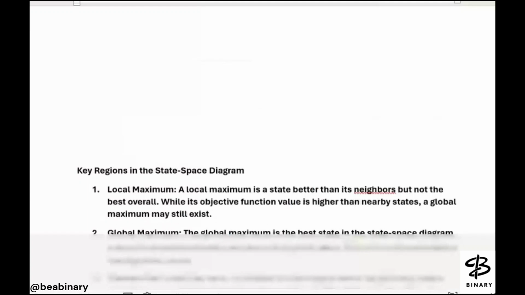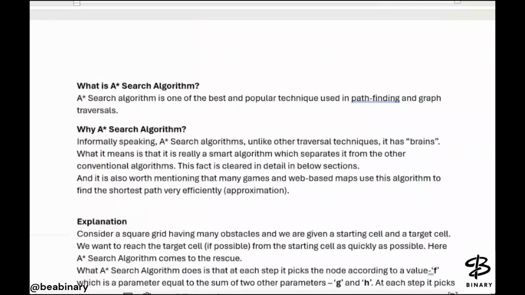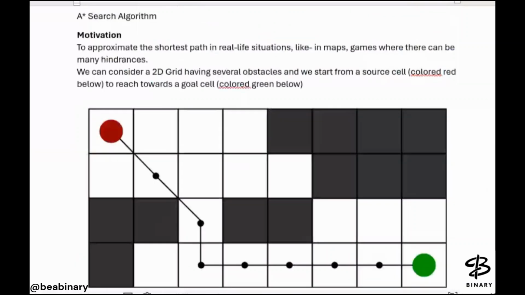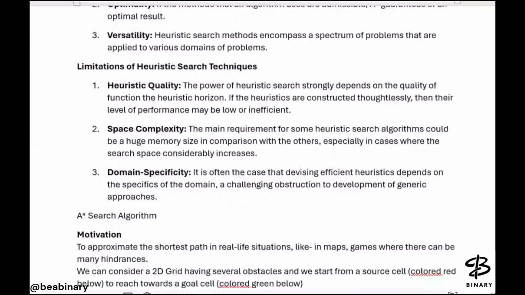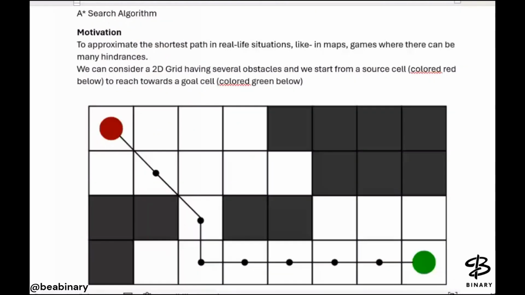Another algorithm we will talk about today in heuristic search techniques is the A* search algorithm. So what is the A* search algorithm in a heuristic technique, and why do we need another heuristic technique? For what purpose is the A* search algorithm used, or what is the A* search technique simply?